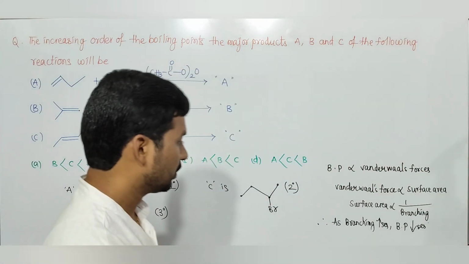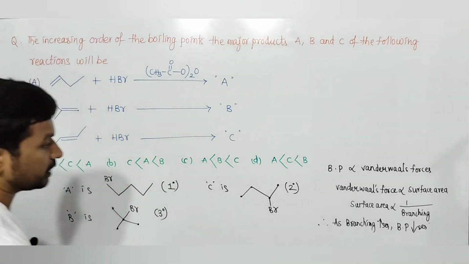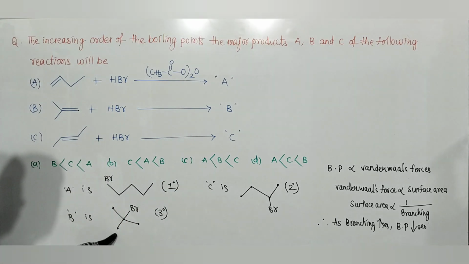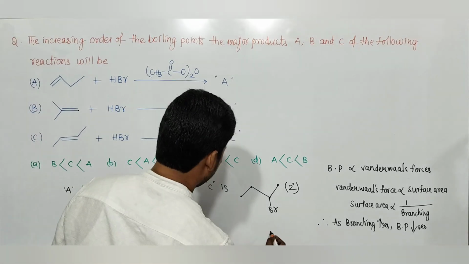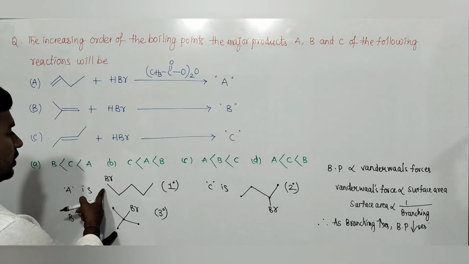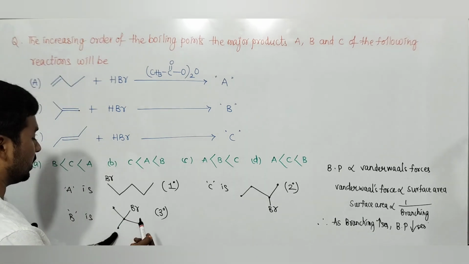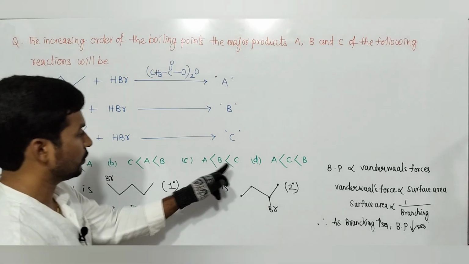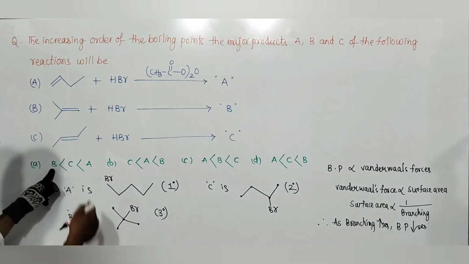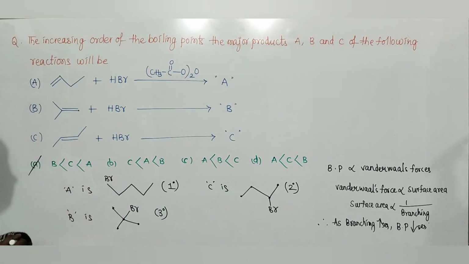Which one has highest branching? Highest branching is here. So B has lower boiling point. Here there are no branches, so A has higher boiling point. B has lower, A has higher. That means this is the correct option.